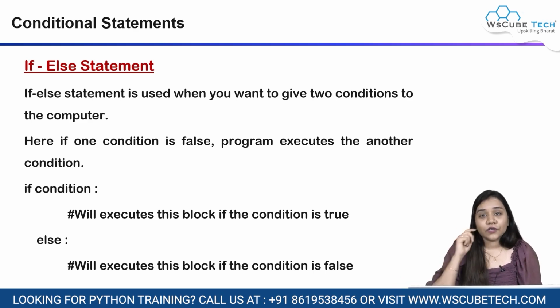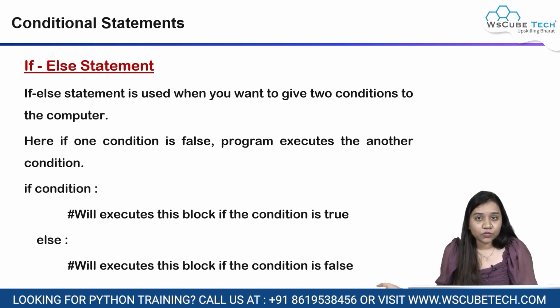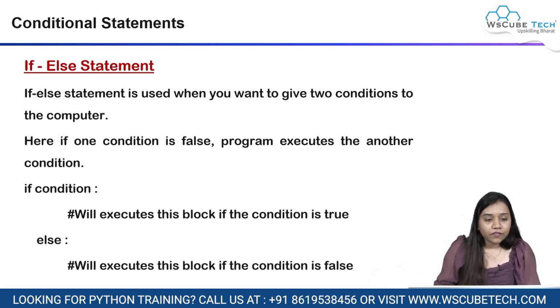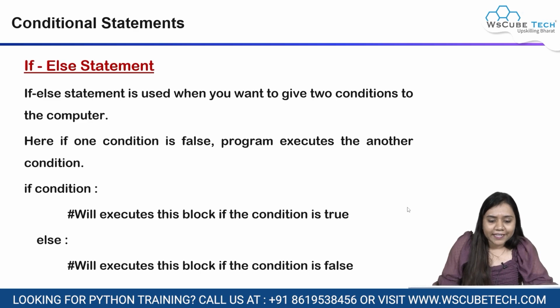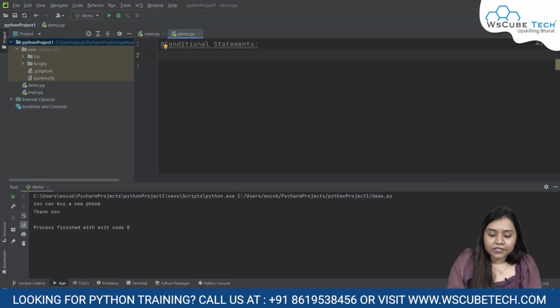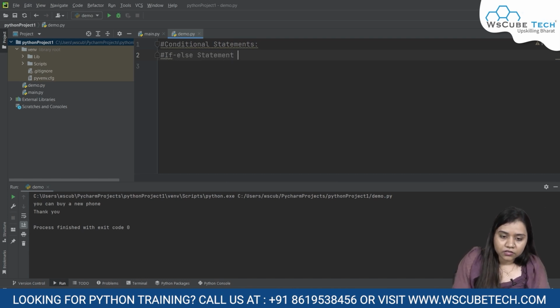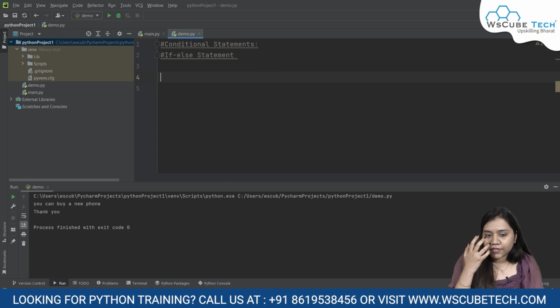So here we are giving 2 conditions to the computer. And if one of our given conditions is false, the computer automatically executes the other condition. Now let's see how to write it down. In our conditional statements, I will be adding this new topic, the if-else statement. How do we write an if-else statement?